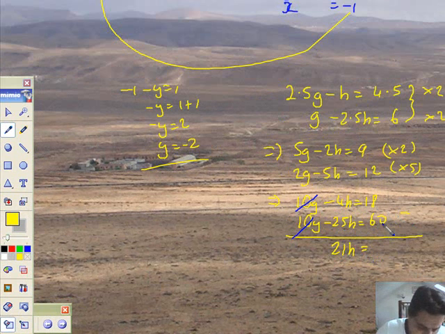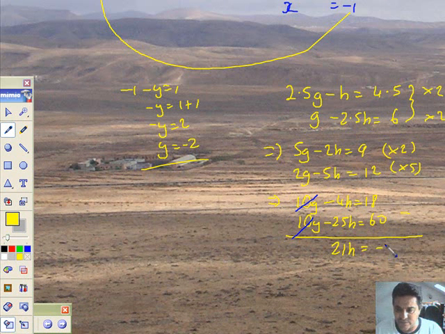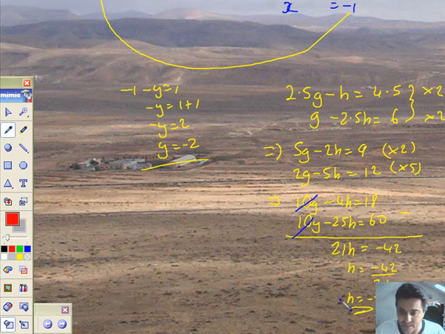I'm going to grab a calculator quickly just so I can get the job done. 18 take away 60 is minus 42, which is really good because when you divide by 21, as you can see, I get h is minus 2. Now let's substitute that in the easiest looking equation. Anyone would do really. So why don't I grab this one here, because it's just single h. Right, so h is minus 2.